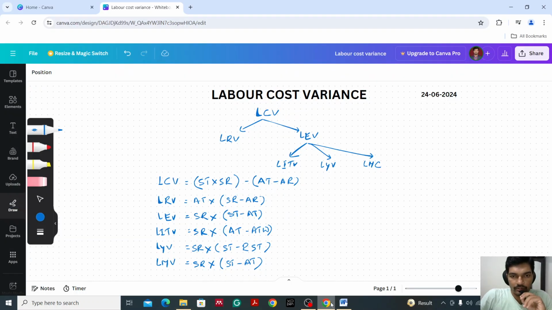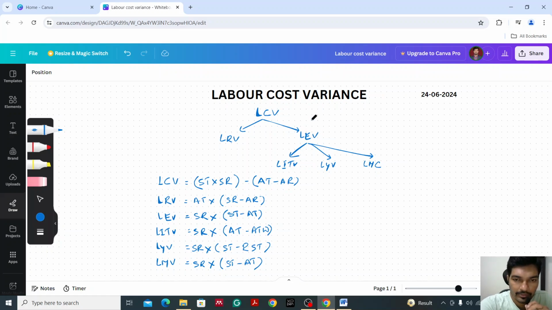I welcome you all for today's video lecture on labor cost variance. In my previous lecture, I explained how to calculate material cost variance and the various components of material cost variance. In today's lecture, I am going to discuss how to calculate the labor cost variance and its components.